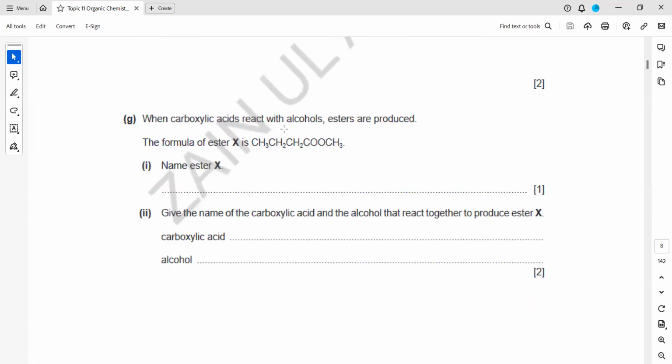Then this is an ester. When a carboxylic acid reacts with an alcohol, it produces an ester. The formula of ester X is given. So name the ester. This side, attached to the oxygen, we name first. What is the name of this ester? 1 carbon, methyl, and 1, 2, 3, 4. For 4 we use butanoate. So it will be methyl butanoate. And which carboxylic acid? The second name is the carboxylic acid. So butanoic acid.